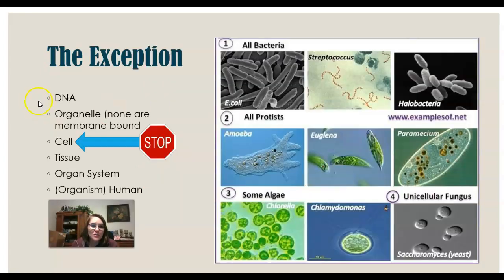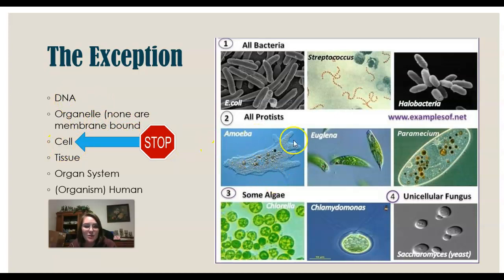Here's our exception to the rule. What if you have an organism that is unicellular? It's just one cell. Well, then we would stop right here at cell for our highest level of organization. Some examples include all of the bacteria on Earth. They are unicellular and they are prokaryotes. So their organization would go DNA, organelle, but none of theirs are membrane bound, and up to a cell.